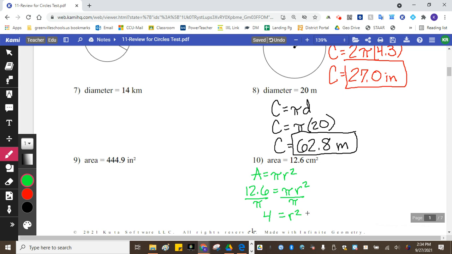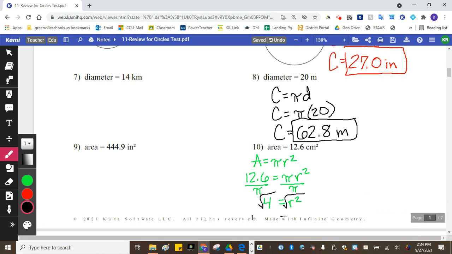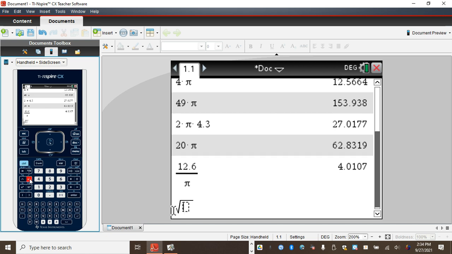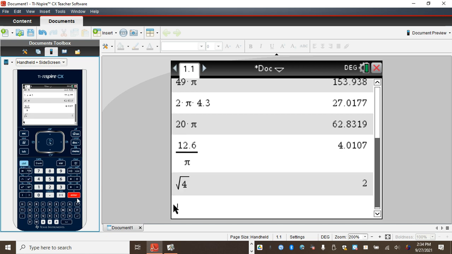To get rid of squared, you take the square root. From Algebra 1, to get rid of squared, you take the square root. The square root of 4 is 2. If you don't know that, the square root button is Control, your yellow button, and then x squared. Control x squared gives you that square root button.